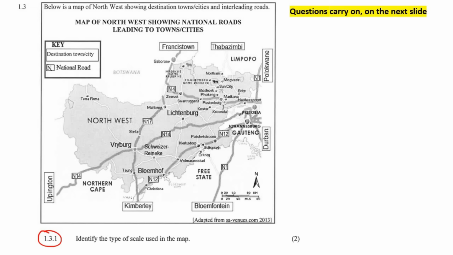It says here, below is a map of Northwest showing destinations, towns, cities, and interleading roads.